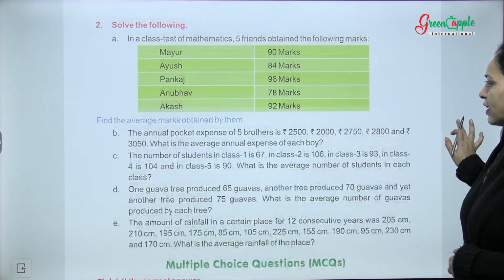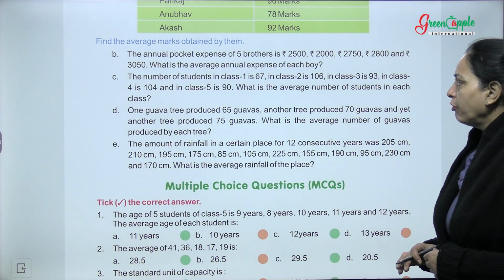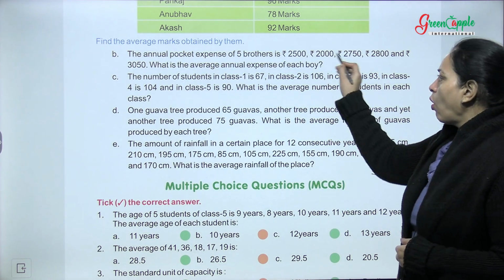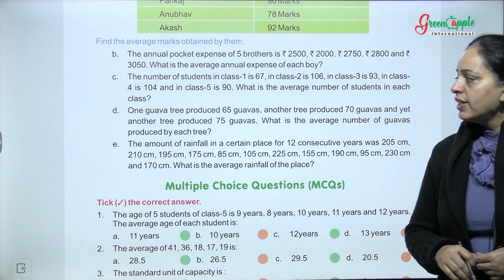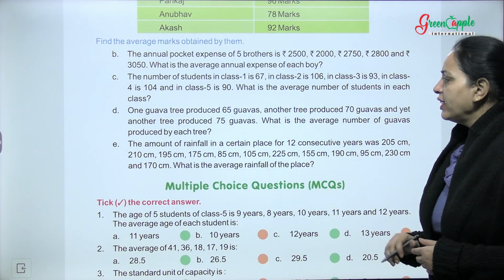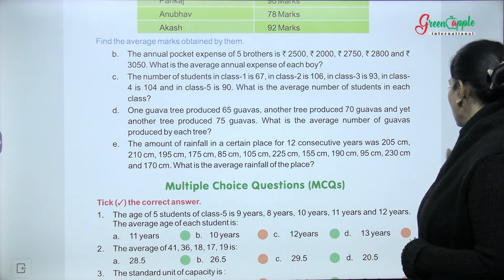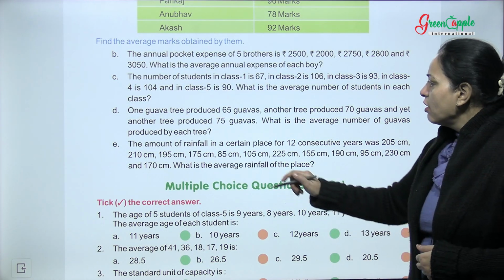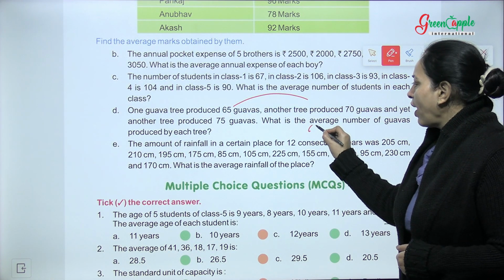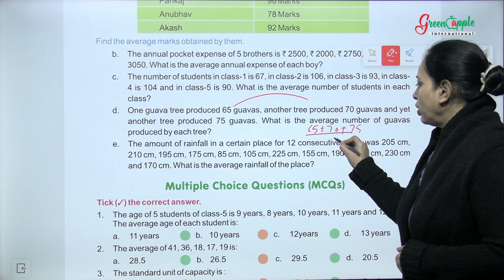So very interesting. So now here B part, the annual pocket expense of 5 brothers is given in rupees, and what is the average? So what to do? Add all and divide by 5. D part, one guava tree produced 65 guavas, another 70 and yet another tree produced 75 guavas. So what is the average? So total number of trees 3. So number of guavas, जैसे अभी हमने number of mangoes किया था, 65 plus 70 plus 75 upon 3.